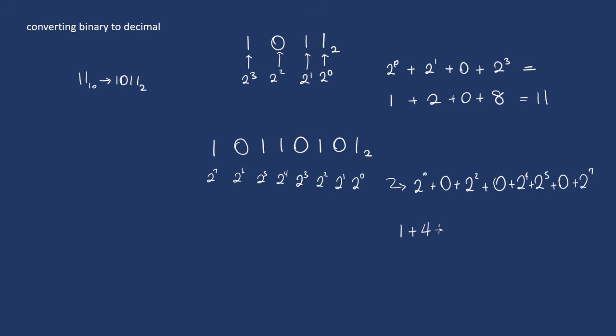4 plus 16 plus 32. So that's 1. This would have been 2, it's cancelled. 4. This would have been 8, it's cancelled. 16, 32. This would have been 64, it's cancelled. And this would be 128. Okay? So there's 128 plus 32 plus 4 plus 16 plus 1. That's 181 in base 10 in decimal.